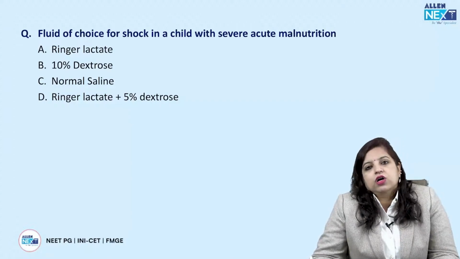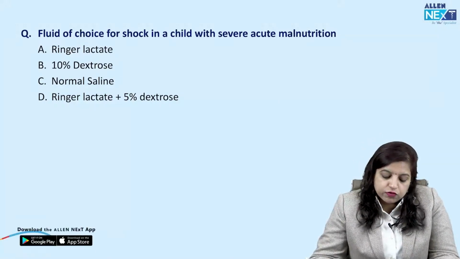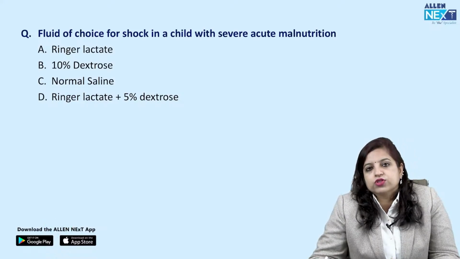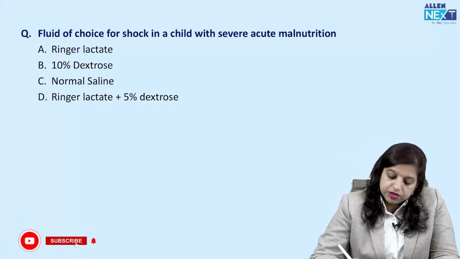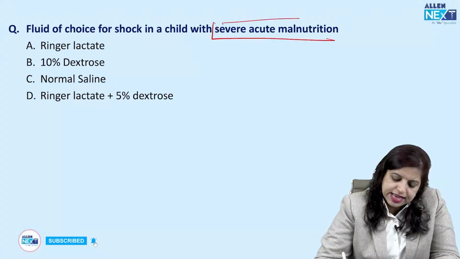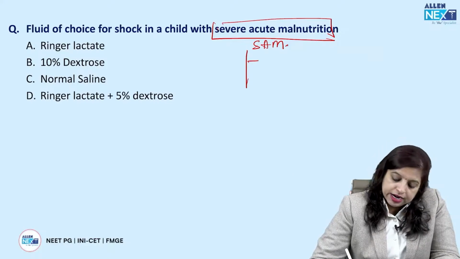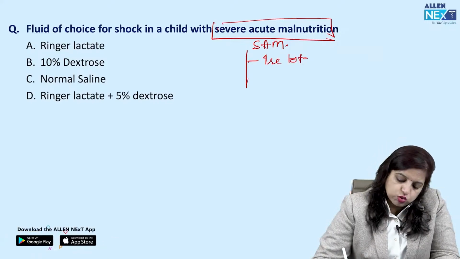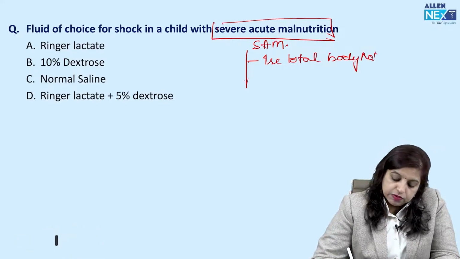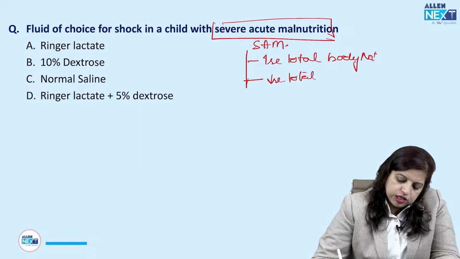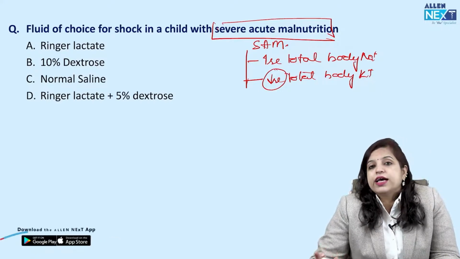very favorite question of the examiner is, what is the fluid of choice for shock in a child with severe acute malnutrition? For severe acute malnutrition, remember, when you are talking about a child who has SAM, severe acute malnutrition, you have to keep in mind that his total body sodium is very much increased. Remember that always, right, before you start the IV fluid therapy. And his total body potassium is totally decreased, right? So this has to be kept in mind.